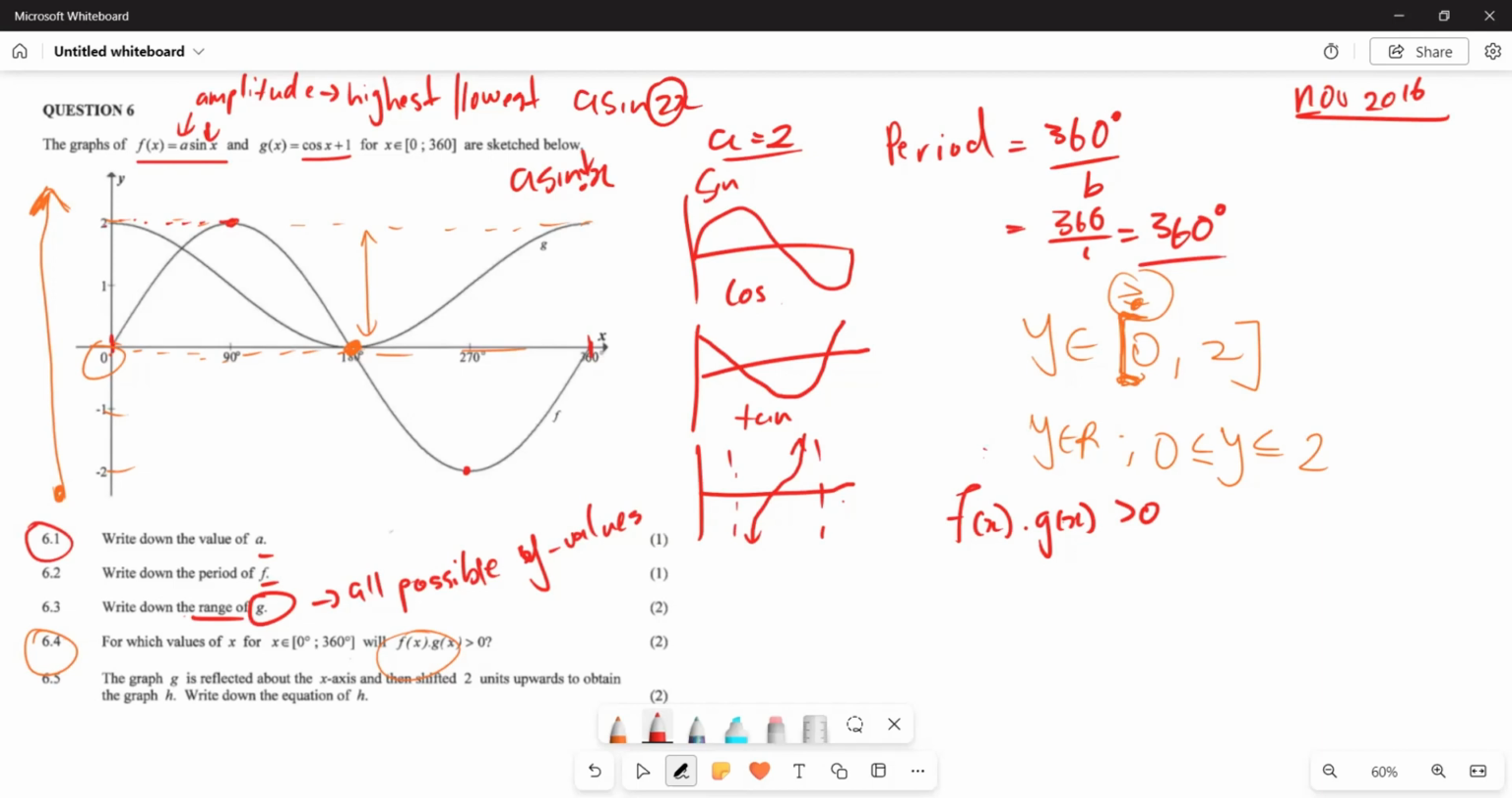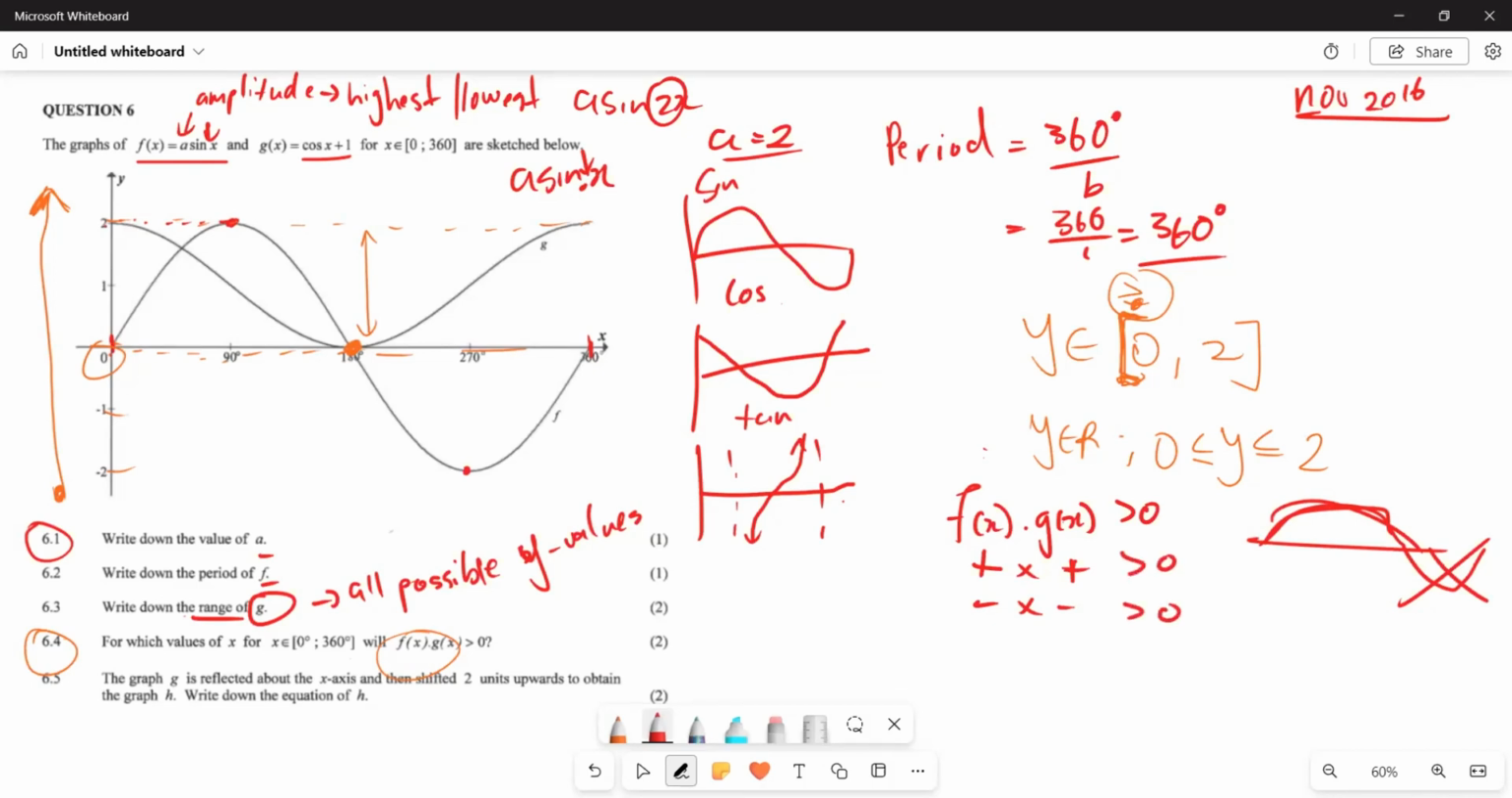But if you multiply a negative number and a positive number, the answer is negative. So we want the places where the graph is positive multiplied by positive, where both graphs are positive, which is when they are above the x-axis, not below the x-axis. Or where both graphs are negative multiplied by negative, because negative multiplied by negative also gives you an answer greater than 0.